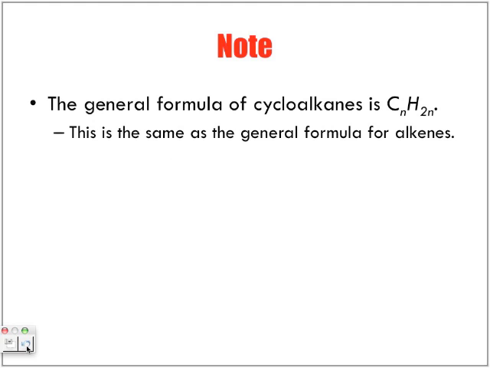Now, thing to note, the general formula of cycloalkanes is CnH2n. So notice that this general formula is exactly the same as the alkenes, the ones with double bonds, but they're not alkenes. You may have a cyclic alkene, you may have a cyclic alkyne, and we may see that. But it has a similar pattern to the alkenes in terms of the CnH2n.